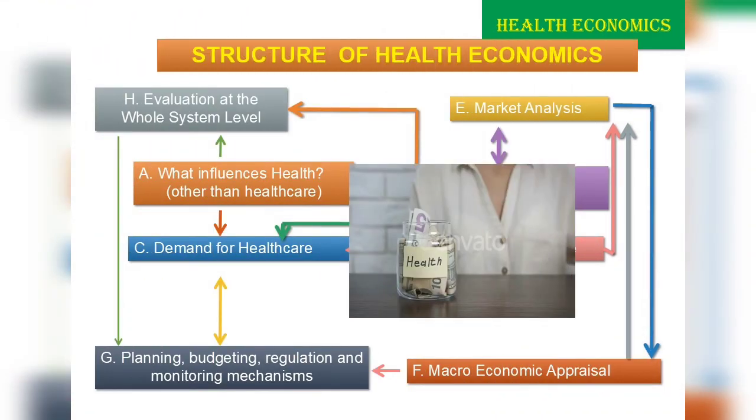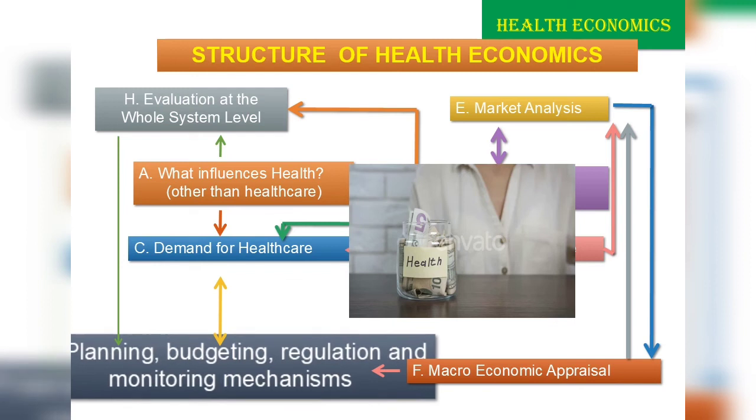The next concept is planning, budgeting, and monitoring mechanism. It is of significant importance when it comes to the government. For example, now the rapid spread of coronavirus affects the people, and the government will think of what particular aspect of healthcare should be provided, how the particular immunization should be provided, whether it should be free or in which aspect privatization should be invited.